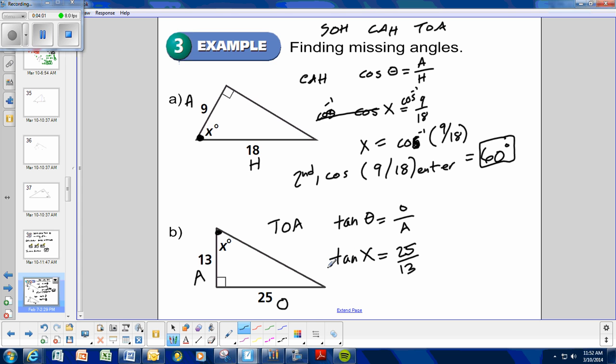To cancel tangent from the x, we're going to take inverse tangent of both sides. The inverse tangent cancels the tangent, giving you x equals, and then in our calculator we have inverse tangent of 25 over 13. So again, remember that's second, then tangent, and then hit your fraction, 25 divided by 13. Normally with angles, we round it to the nearest whole number, so that's going to be 63 degrees.